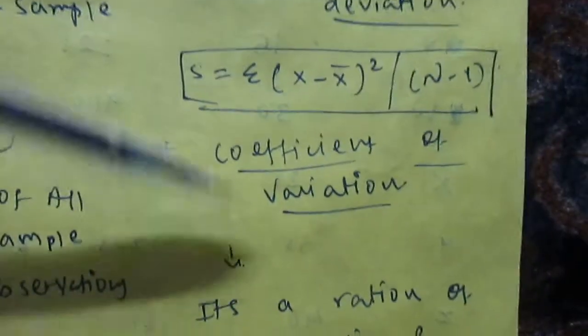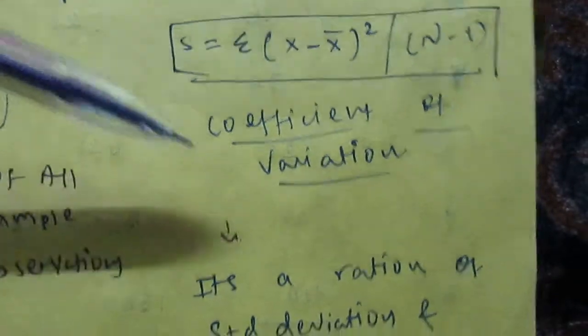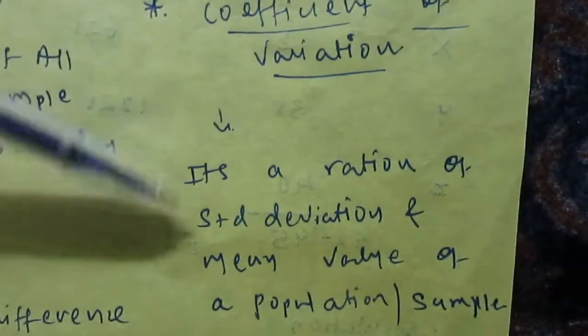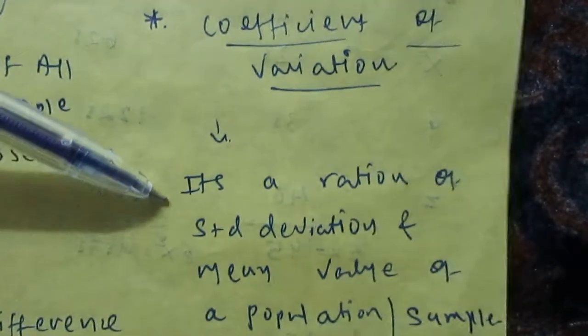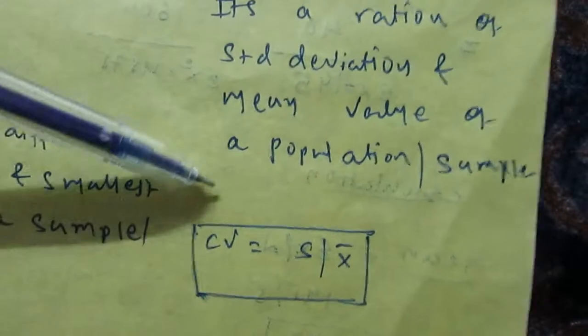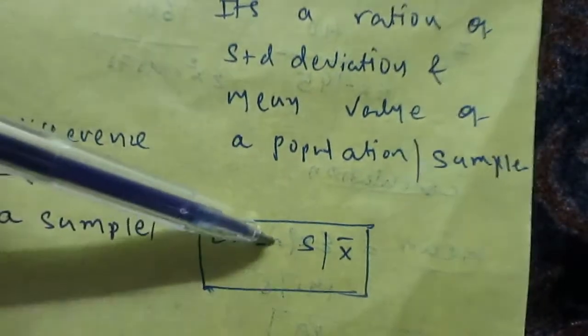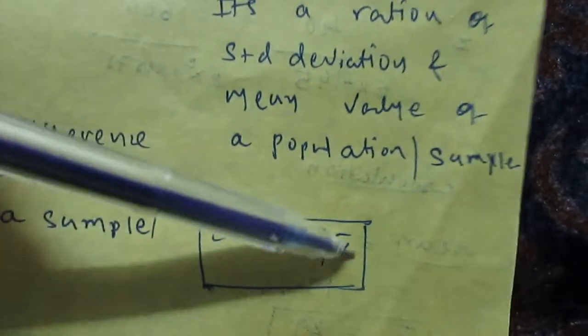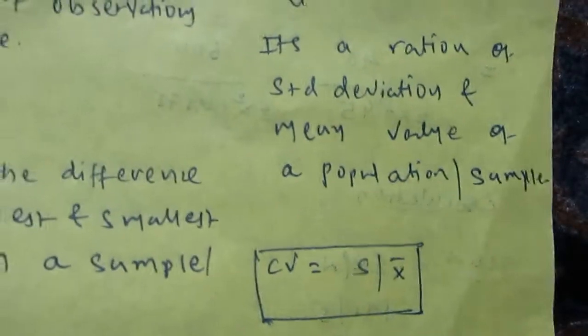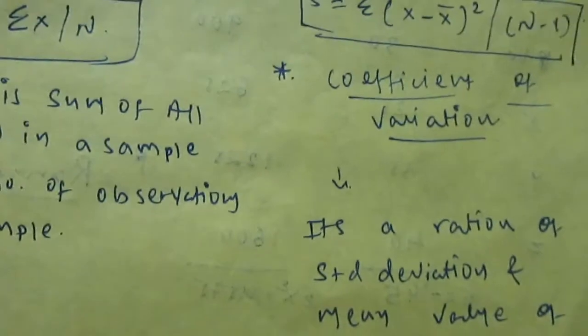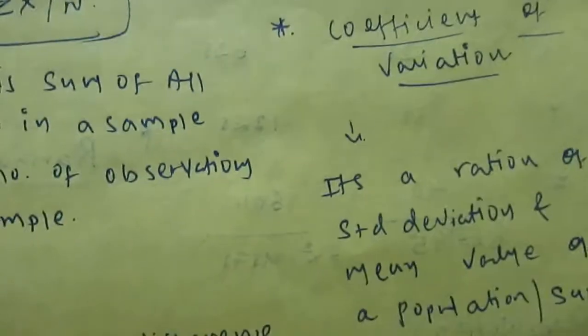So how do we calculate coefficient of variance? It is nothing but the ratio of standard deviation and mean value. It is basically denoted as CV, that is S divided by x bar. We can clearly understand all this terminology by solving a problem.